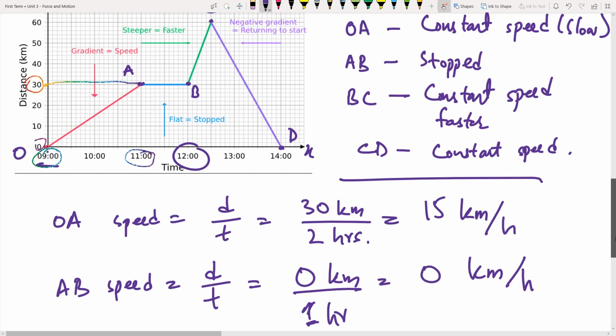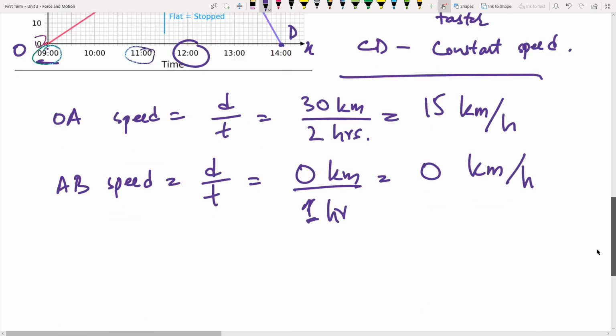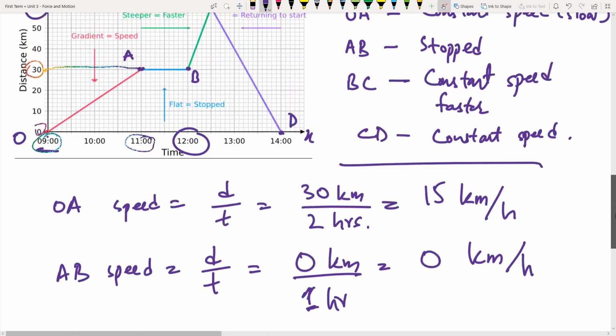Now for B and C, as you can see, it's steeper. Let's calculate this, right? The value for B is 30 and the value for C is 60, right? So for BC, speed is going to be d by t, which is going to be the interval, right? What is interval? The higher value minus the lower value. That is going to be 60 minus 30, which gives you 30 kilometers, right? So the distance is 30 kilometers. And how much time has she taken?